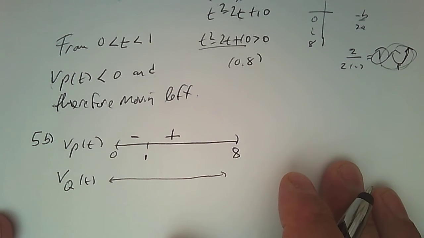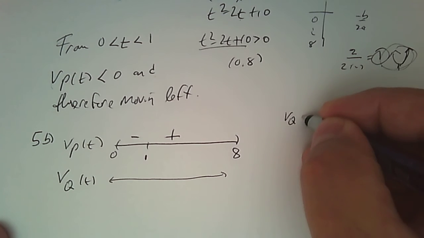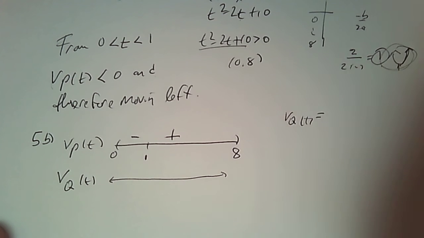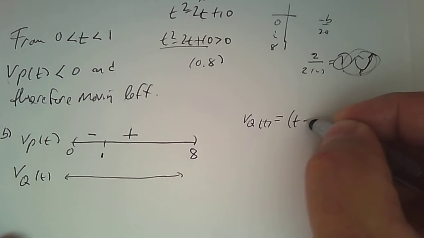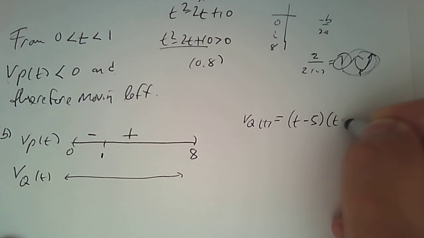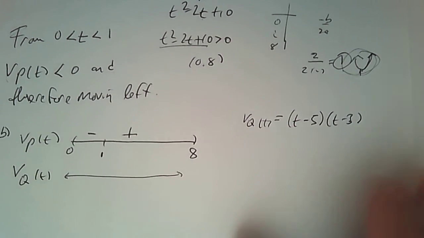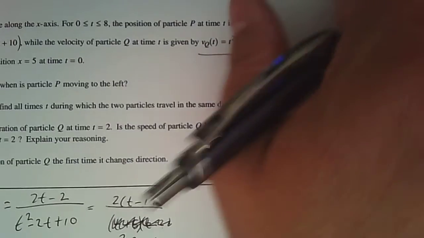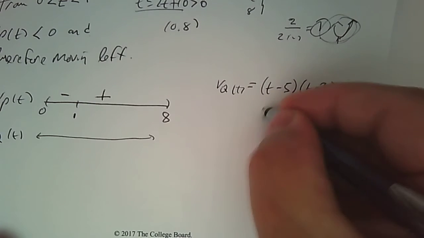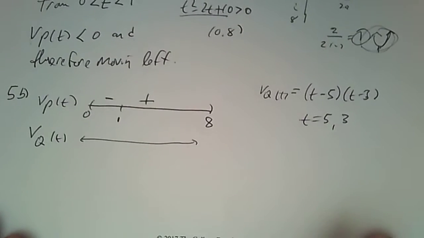So the velocity for Q, let's look at what that is. It's t squared minus 8t plus 15. So that's definitely factorable. If we factor that, what are the two numbers that multiply to 15 and add to negative 8? So again, we're looking at this right here and factoring it. So the critical numbers are at 5 and 3.